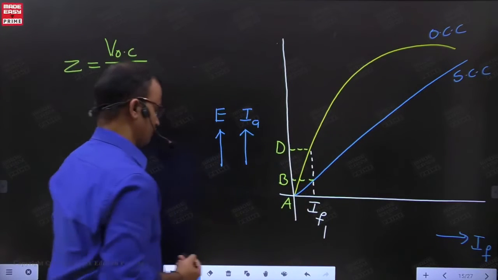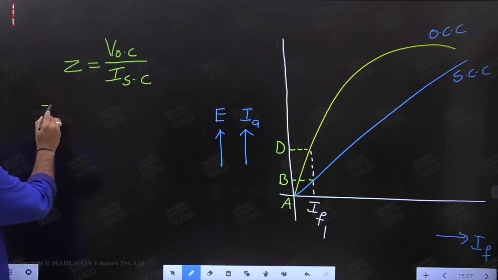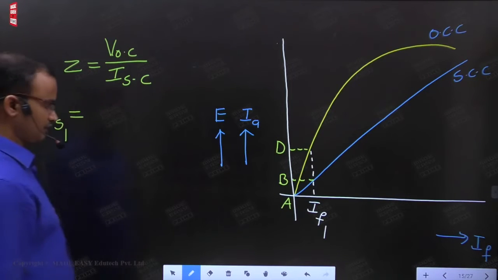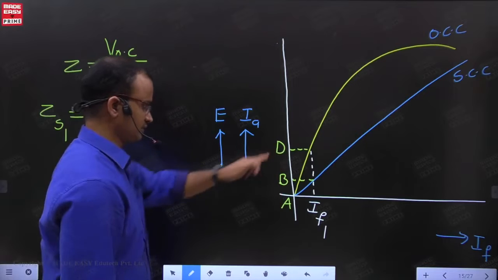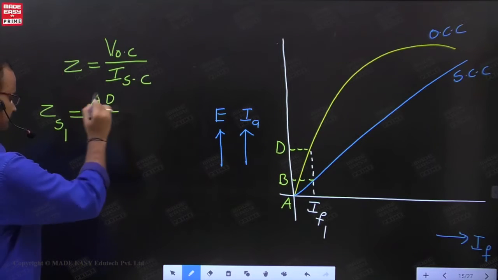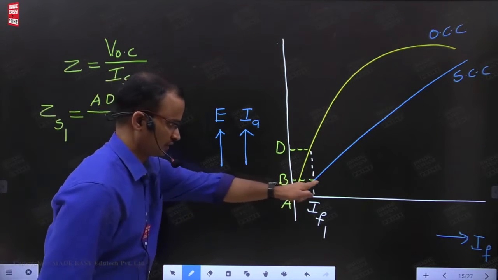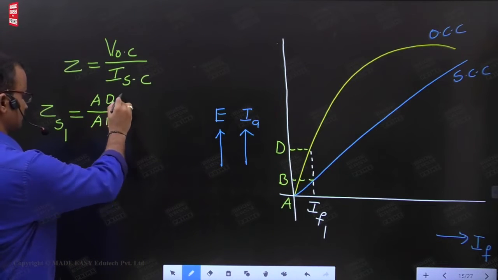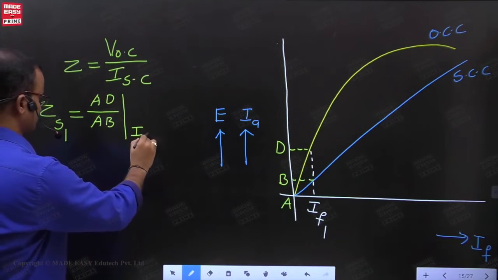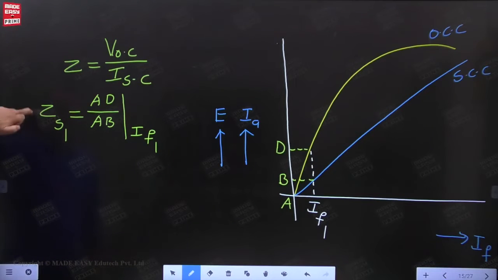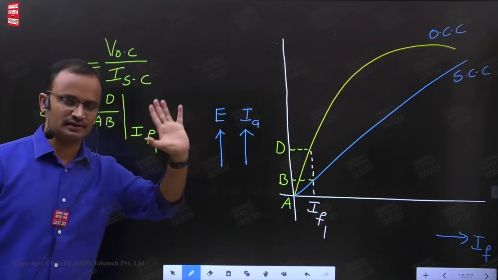Look here, for a field current of IF1, what is the open circuit voltage? In this example it is AD. What is the respective short circuit current? It is AB. This ratio we indicated for a field current of which one here? IF1. The impedance that you are getting here, we give the name synchronous impedance.